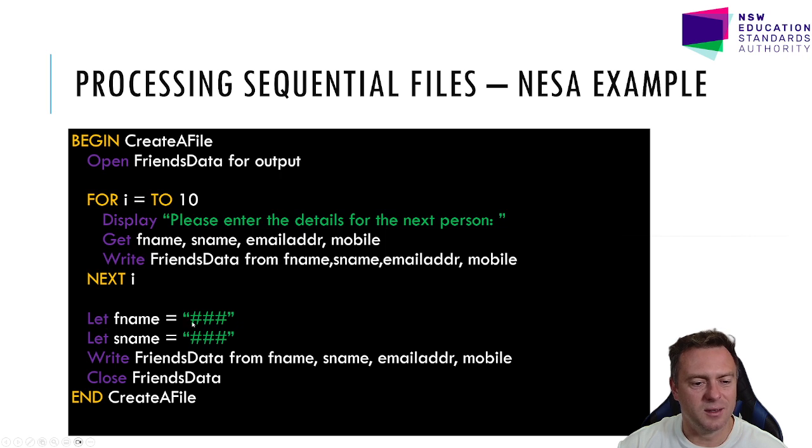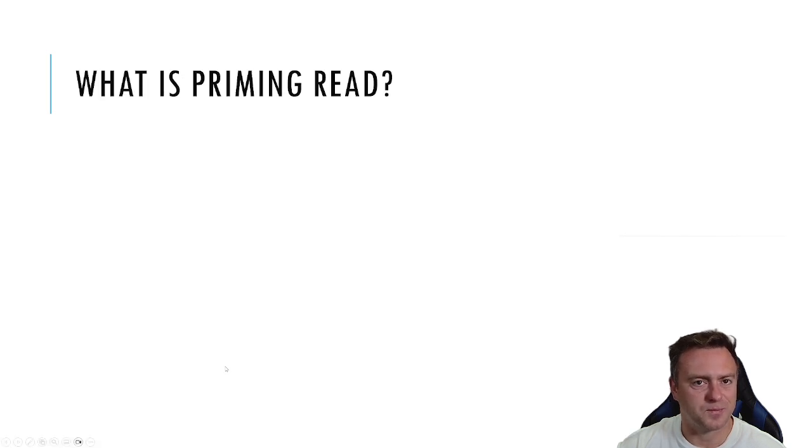Then at the end, notice that it's used fname and sname equal to hash hash hash. That allows you to have a sentinel value when you open this file to know that it's the end of the file. Otherwise, if you don't have that, you don't know when to stop. So then you write friends data from fname, sname, email address, and mobile. And then here's the important part: you close the friends data and then end the file. Now, this is the next sort of step that you need to know for nested style pseudocode questions. So it's really important that you understand how to open a file, how to write to a file, and then how to close the file as well.